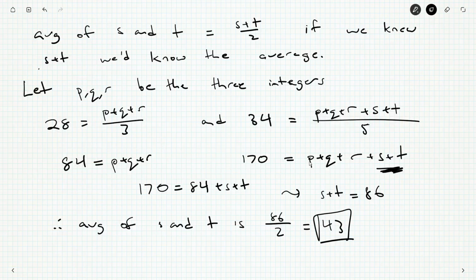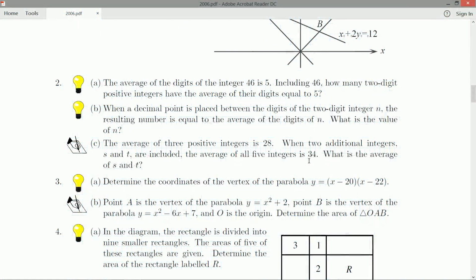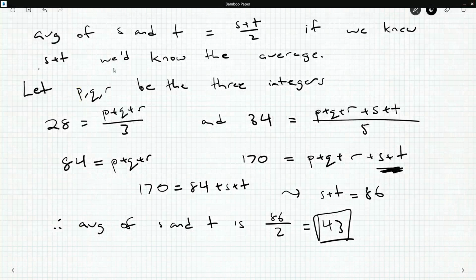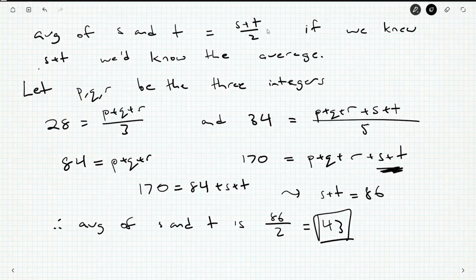And that wraps up question number 2. And we've explained what we're doing. We know that we just need to get s plus t. We stated that at the start. We've got the 2 equations that they give us. I have explained what my p, q, and r are. Substitute things in, get the s plus t, and very quickly we have the average.